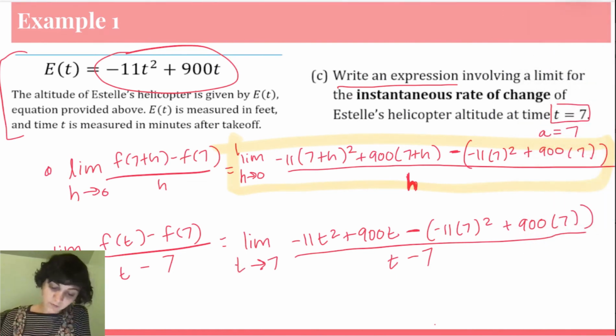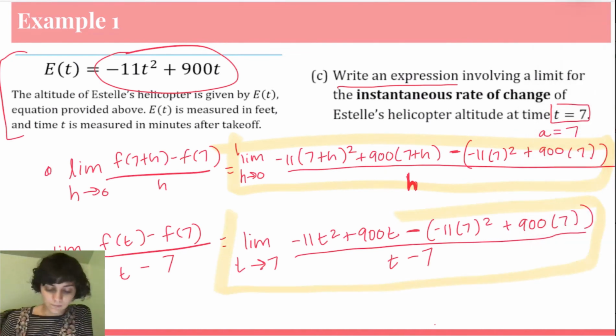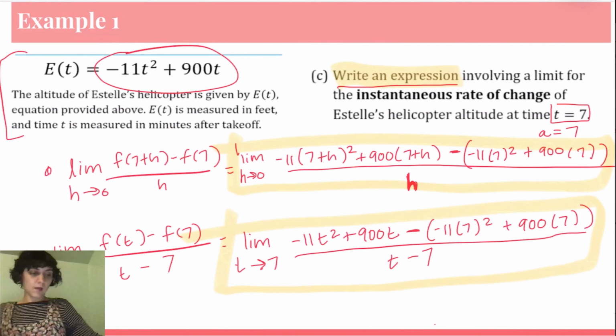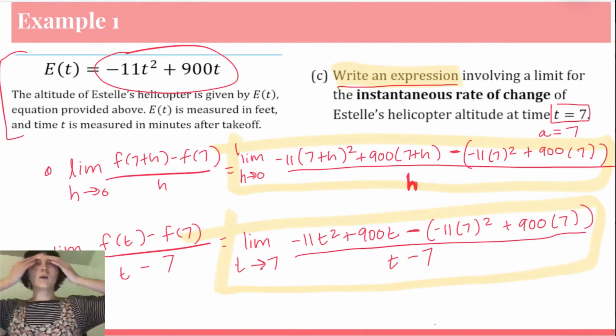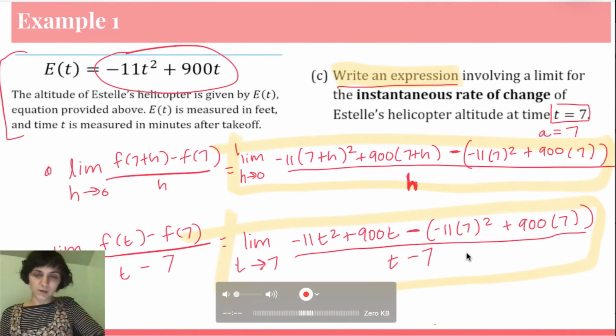Again, I could simplify this. You could simplify it too. But I'm not going to because it didn't tell me to. Okay. Alright, we're going to end it there. So hopefully you feel better about finding the average rate of change, what the average rate of change represents, and then using our limit equation to find the instantaneous rate of change at a point.